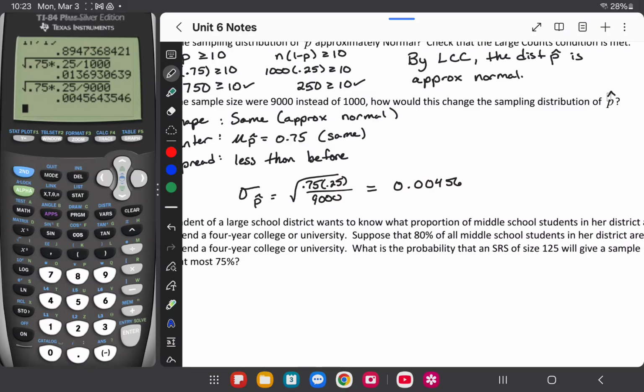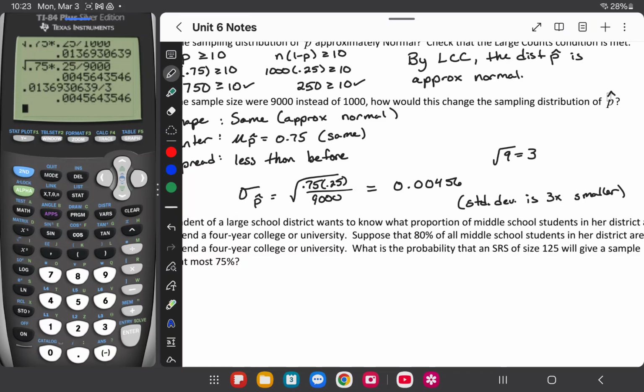And so keep in mind, 9,000 is 9 times the size of our original sample. But if I take the square root of 9, which is 3, then this standard deviation is 3 times smaller. So our standard deviation here is 3 times smaller than it was before. In fact, if you were to take your previous standard deviation and divide that by 3, you'll see that it comes out to be the exact decimal that we just found. So be careful when you're comparing the two, because it's not going to be 9 times smaller, but take the square root of 9, it is going to be 3 times smaller.